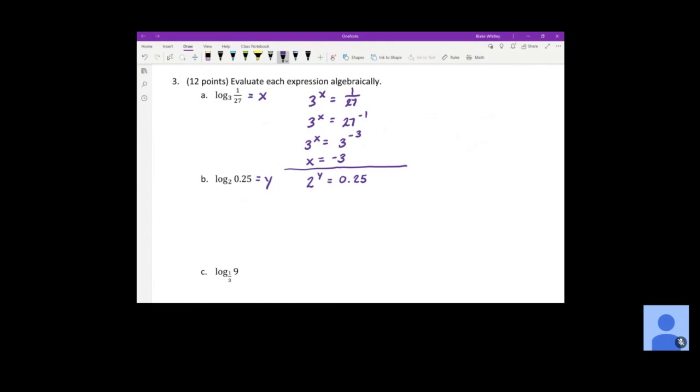Now, again, our goal is to see if we can get the exact same base on both sides here. So what could we try to make that happen, to get the same base on both sides?